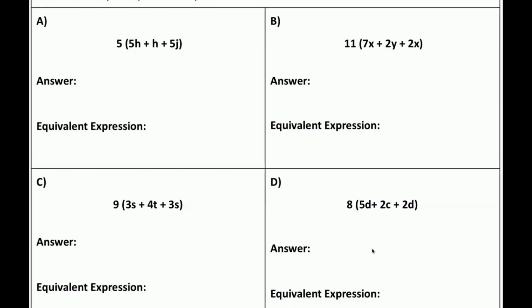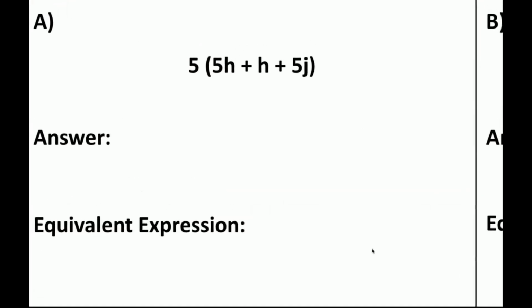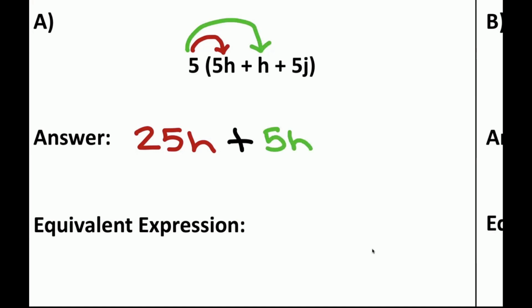Let's take a look at example A. We know parentheses means multiply, so we're going to multiply 5 times 5H, which is 25H. Bring down our plus. 5 times H is 5H. Bring down our plus. And 5 times 5J is 25J. So we distributed our coefficient and multiplied it by each term on the inside of our parentheses.